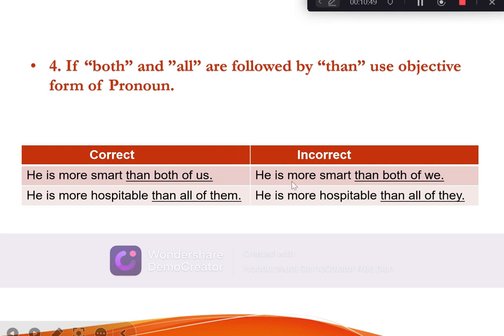Look in this sentence, "he is more smart than both of we." This is incorrect structure of the sentence, because we have used subjective case of the pronoun, and as we know that whenever both and all are followed by than, we need to use always objective form of pronoun, which is not used in this case. Therefore "he is more smart than both of we" will be the incorrect structure of the sentence. "He is more hospitable than all of they" is also incorrect form of structure.